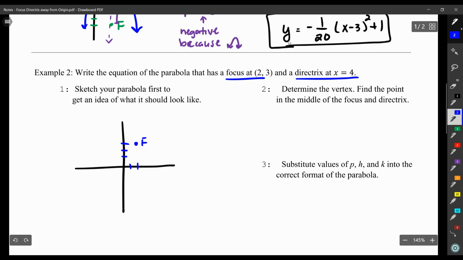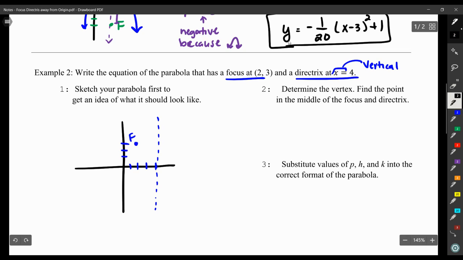And the directrix is at x equals 4. Well, x equals means that this is going to be a vertical line. So 1, 2, 3, 4. So here would be my directrix. And I'm going to move my little F label. Now, the big thing is this is all I'm given about this parabola.